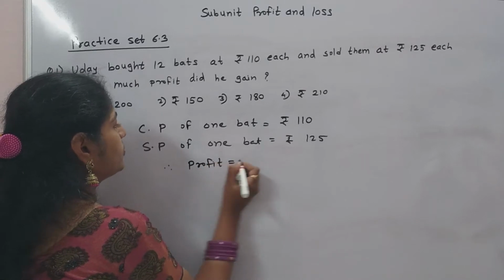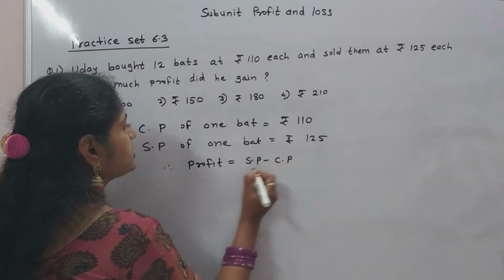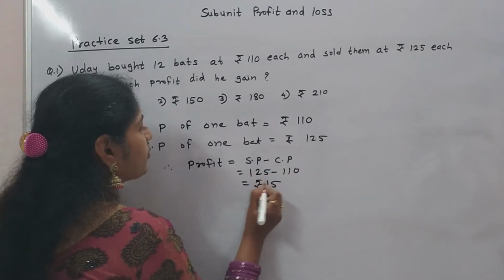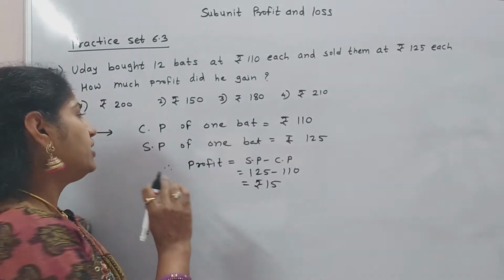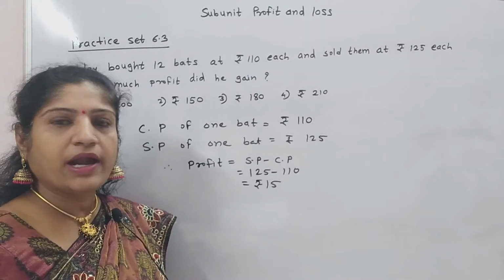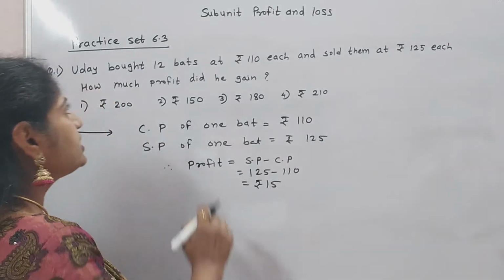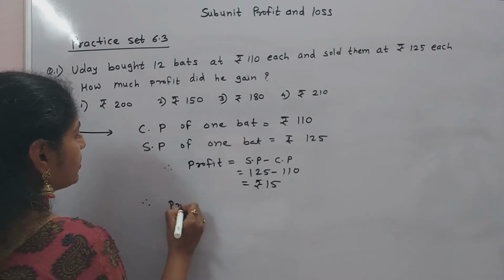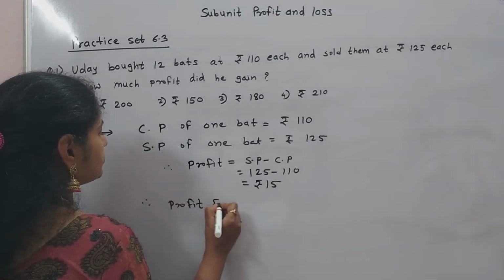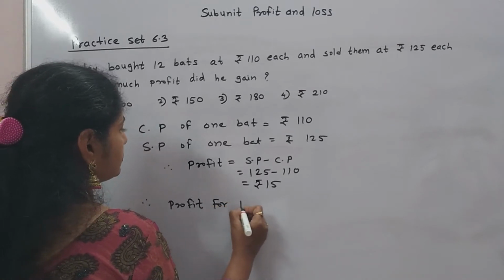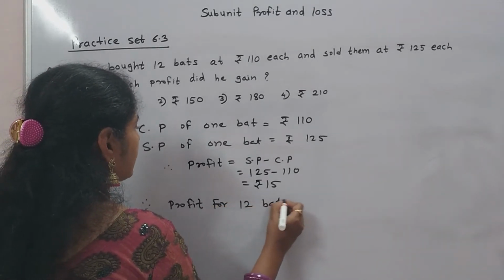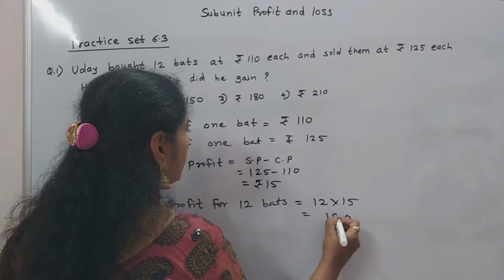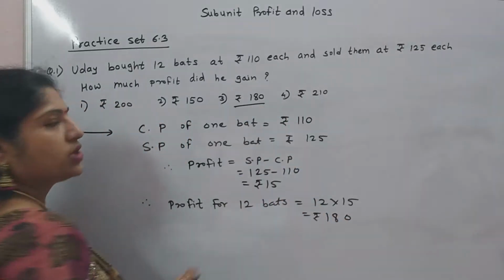Profit equals selling price minus cost price. 125 minus 110, that is 15 rupees profit on one bat. If he sells one bat, profit is 15. Now he sells 12 bats, so profit for the 12 bats equals 12 into 15, 180 rupees. Our answer is option number 3.